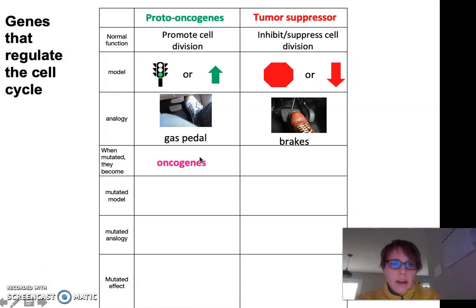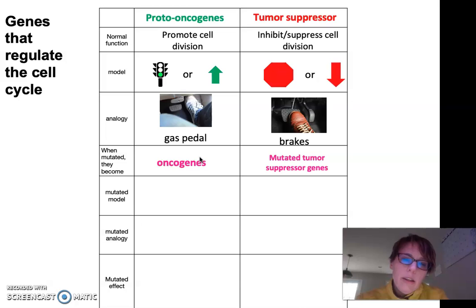Now we don't have a new name for tumor suppressor genes when they get mutated. We just call them mutated tumor suppressor genes. So let's go ahead and modify the model to represent that there's been a mutation.